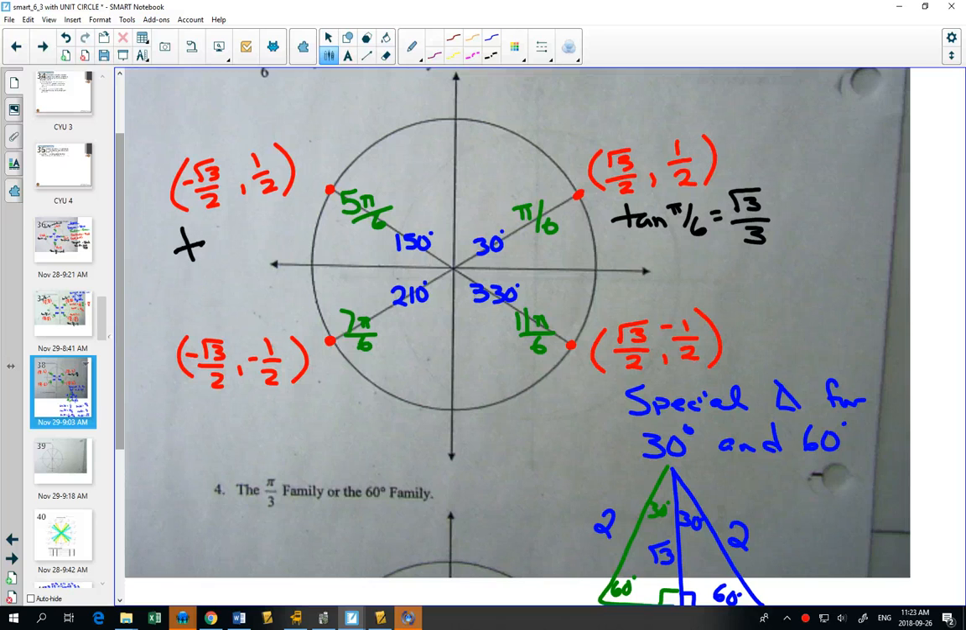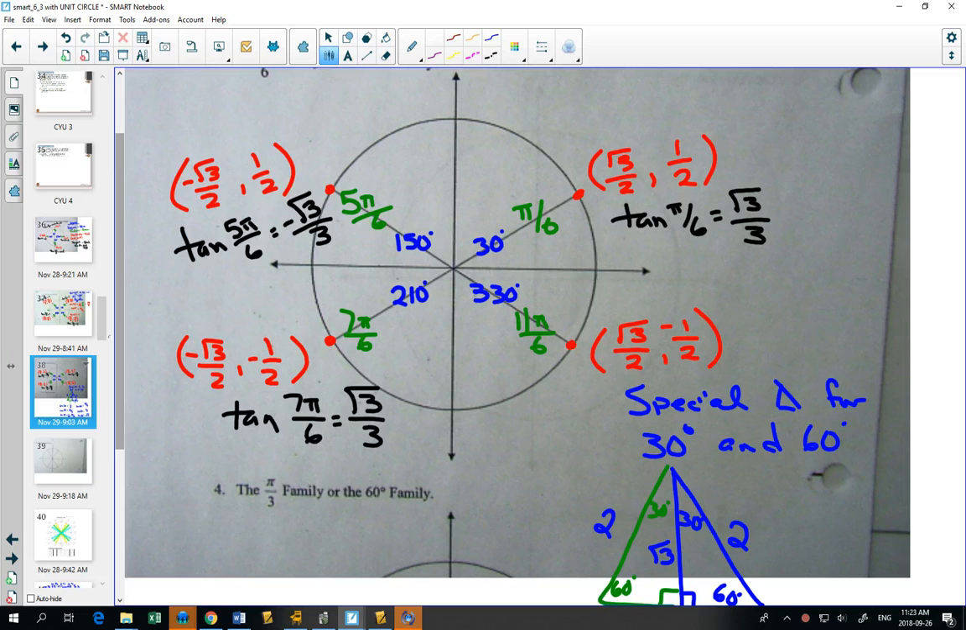Tan of 5 pi over 6, because it's in quadrant 2, will be negative root 3 over 3. Tan of 7 pi over 6, because it's in quadrant 3, will be positive root 3 over 3. And tan of 11 pi over 6 will be negative root 3 over 3 again.